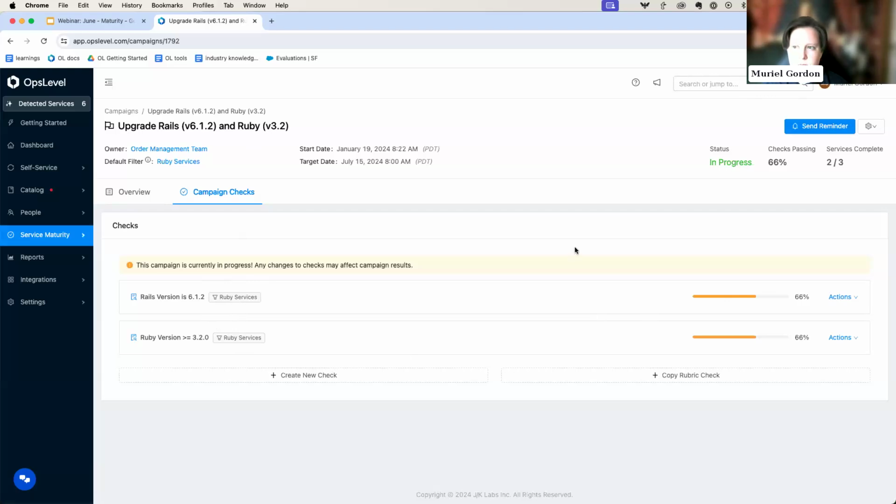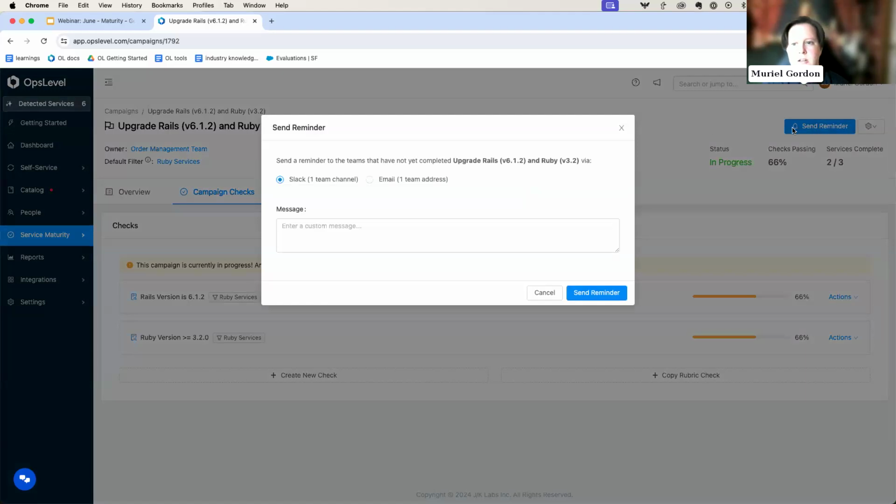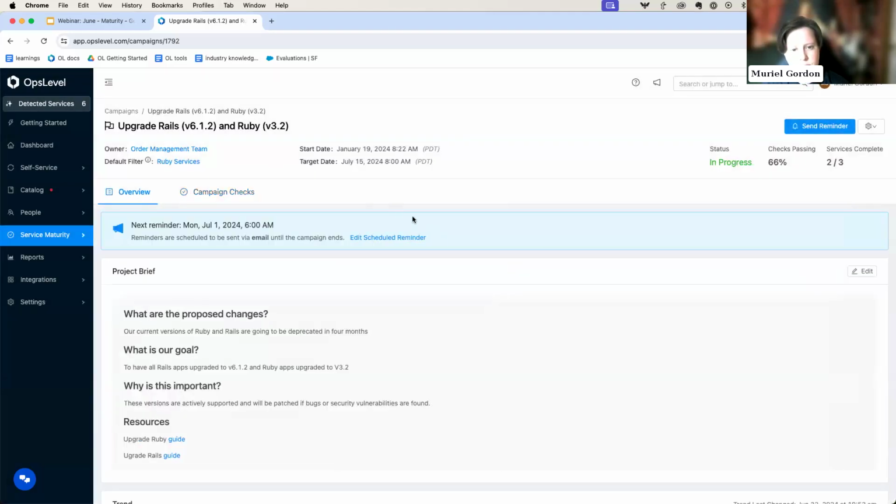And there's no reason to set up a stand-up in order to make sure this stays on track. You can send out reminders right from OpsLevel. And you may have caught this, you may not have. On the overview page, I actually have an update that's going to be going out on July 1st. So that's already in the works, and I can track and see that's going to be happening.